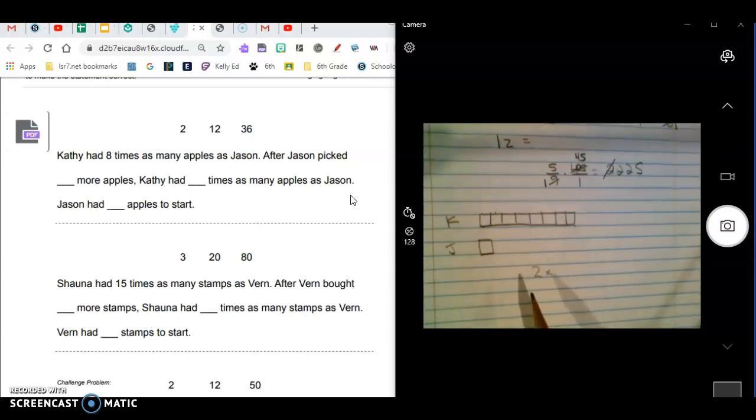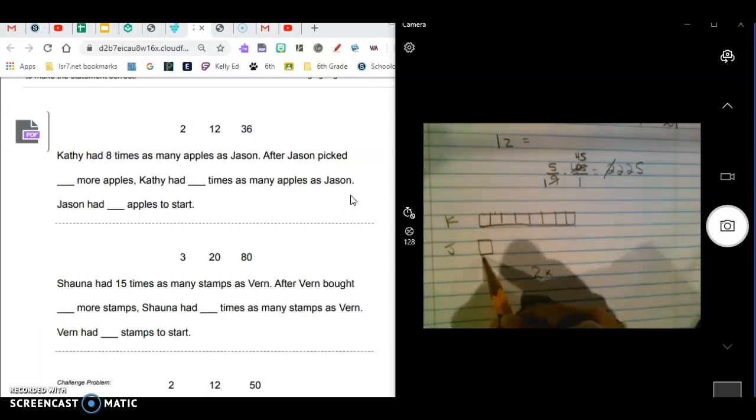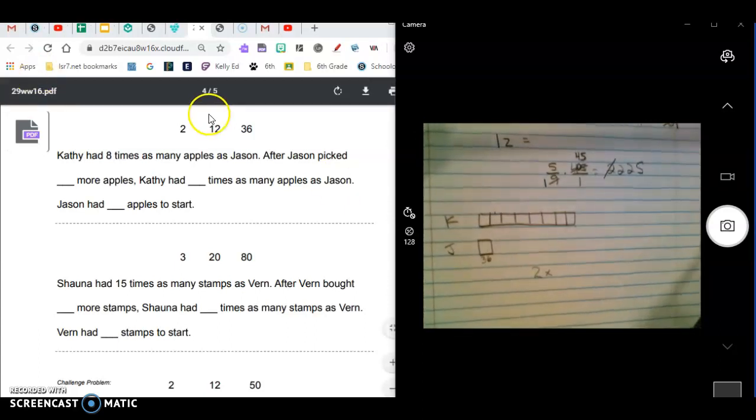So then I think about, okay, well, now I just kind of guess and check. If he picked 12 more apples, that means he would have started with 36 apples. Because of the 3 parts up there, the 2, the 12, and 36, one of them's going to be how many more apples he picks. One of them's going to be how many times as many, which we know has to be 2. So now we're just plugging in 12 and 36 into these parts.